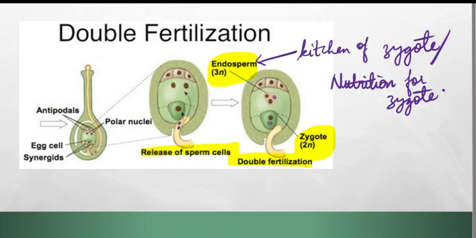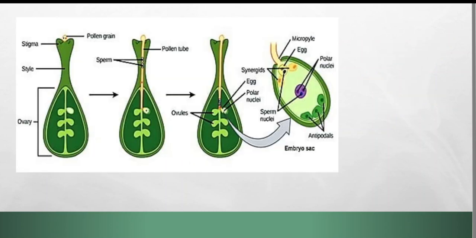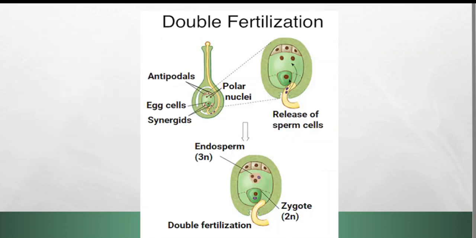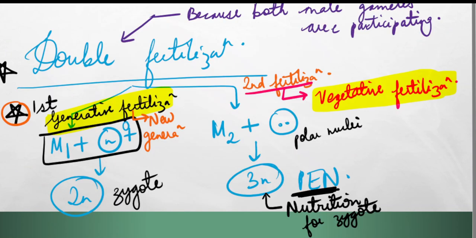Next, here also I have shown the same diagram. You can see one ovule, they are zooming in on one ovule from here, and you can see the diagram, and another diagram is again showing the same thing, the formation of zygote and all.